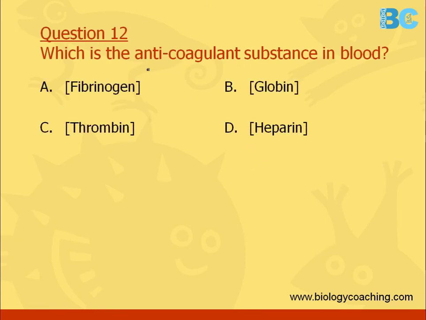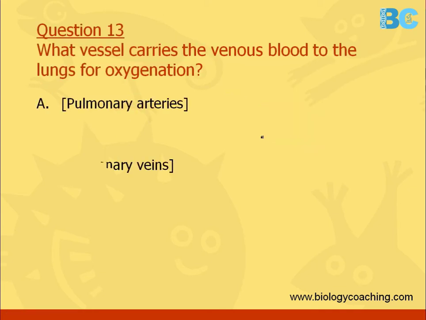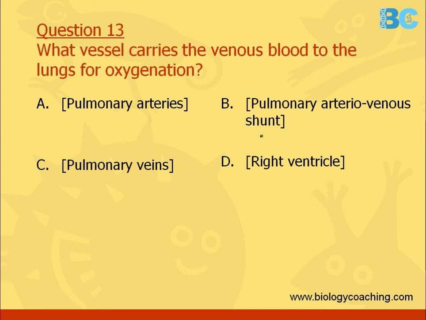Next question is, which is the anticoagulant substance in blood? And the options are fibrinogen, thrombin, globin, and heparin. Heparin is an anticoagulant, and the correct option is heparin. What vessel carries the venous blood to the lungs for oxygenation? The question is, through which vessel the blood is carried from the heart to the lungs, and the answer is pulmonary arteries. Pulmonary artery carries the deoxygenated blood for oxygenation to the lungs.